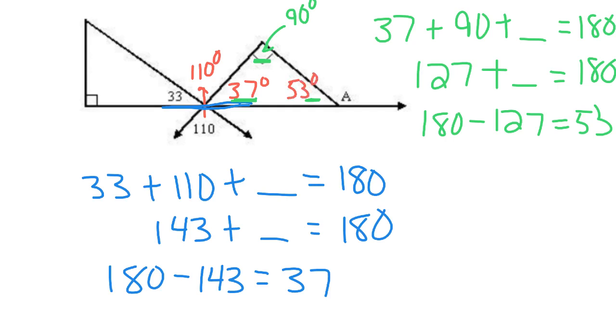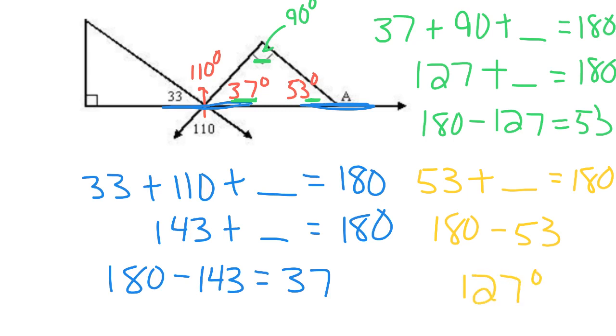And then what you need to do is figure out, this is 180 degrees, and one of them's 53. We've got 53 plus something equals 180. So we'll do 180 minus 53, and that gives you 127 degrees. So that means that this angle right here is 127. Don't type in the degree symbol.